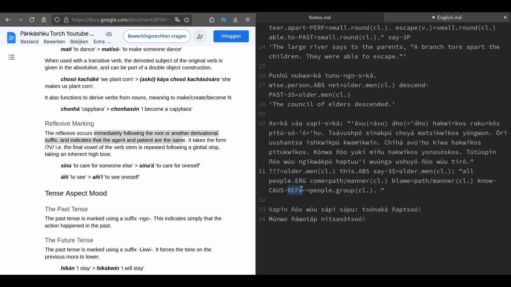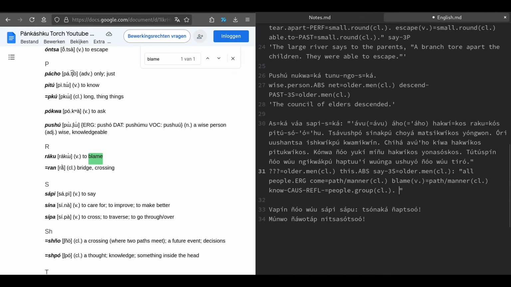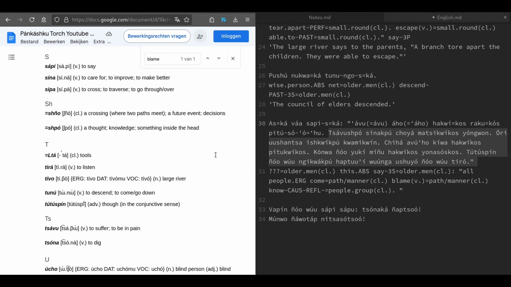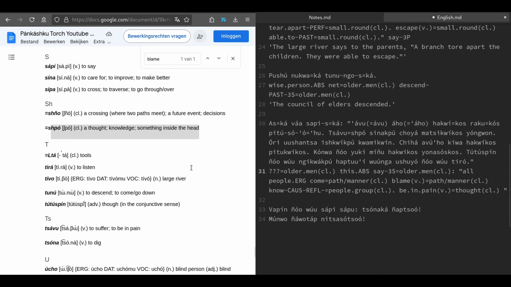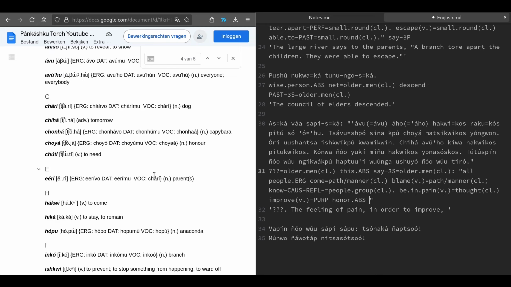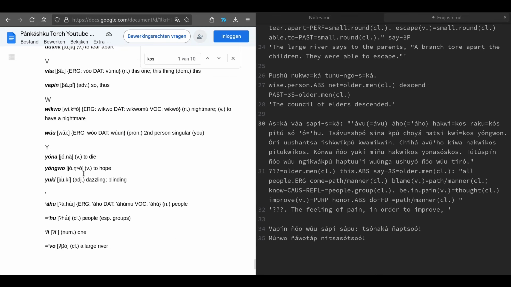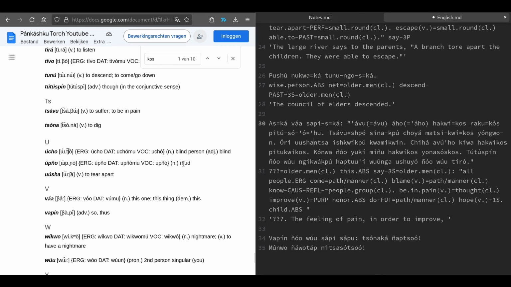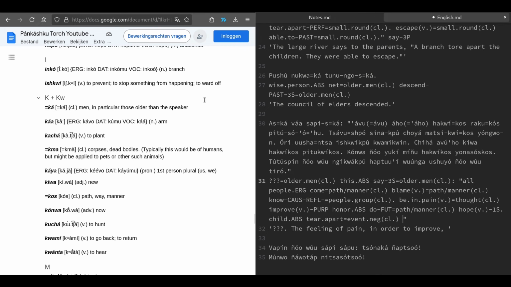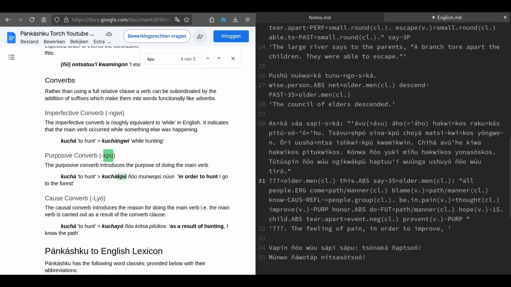Okay, so if you have a causative reflexive, how is that working, right? It says the agent and patient are the same. So which two are the agent and patient? You know what I mean? This is confusing. Anyway. Zavushpo sinakbu choya matikwikos yongwo ori u nza ishkwi kbu kwamikwi.